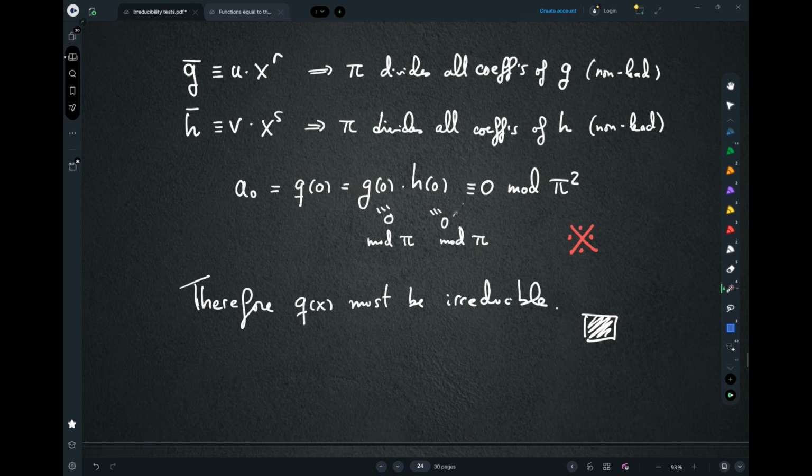So A0 will be congruent to 0 modulo pi squared. There is a factor of pi here, and there's a factor of pi there, so it's at least a factor of pi squared. But that is a contradiction because we assume that Q was Eisenstein, so A0 cannot be 0 modulo pi squared, and that's the contradiction we were looking for, and therefore Q of x must be irreducible.